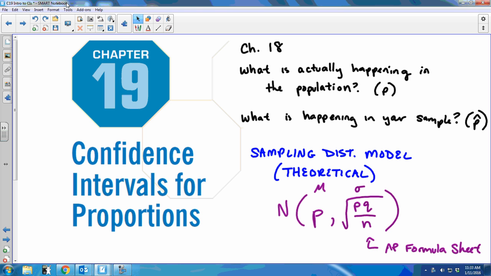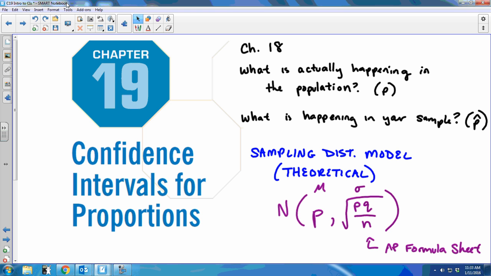So we're going to talk about confidence intervals when you have a proportion. Then we're going to talk about hypothesis tests when you have a proportion. Then we're going to talk about confidence intervals and hypothesis tests for when you have two proportions. And then for when you have a mean. And then for when you have two means. And we have paired tests.